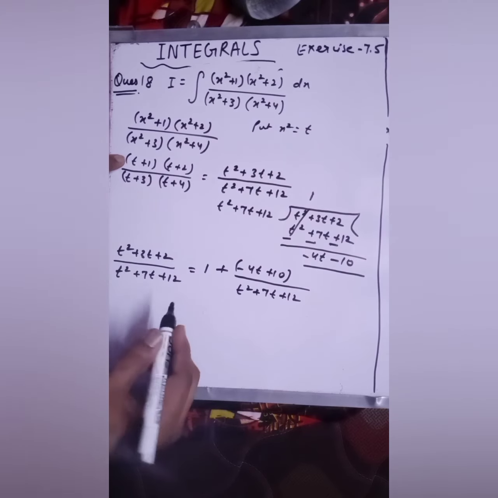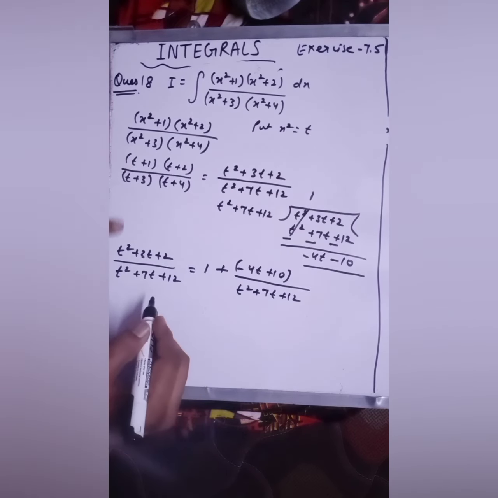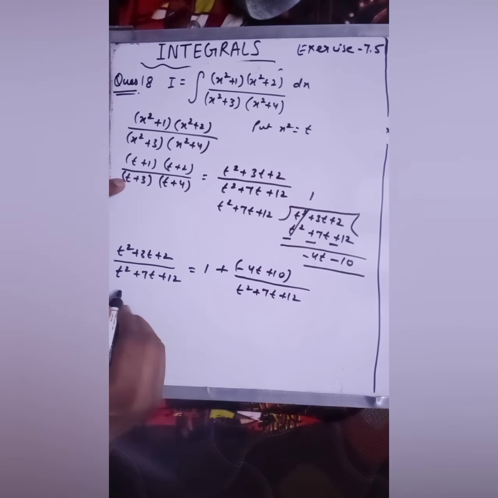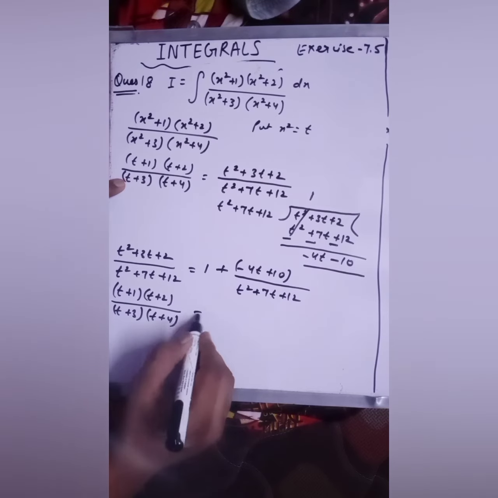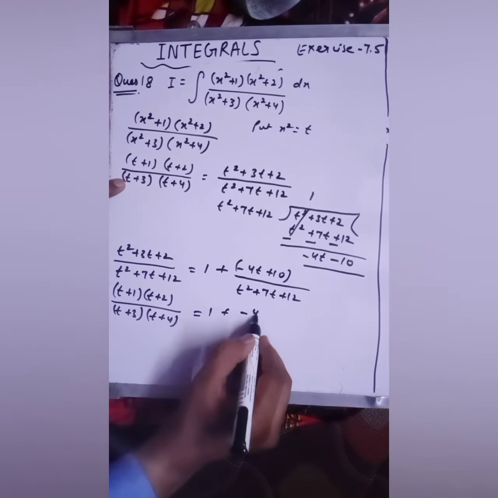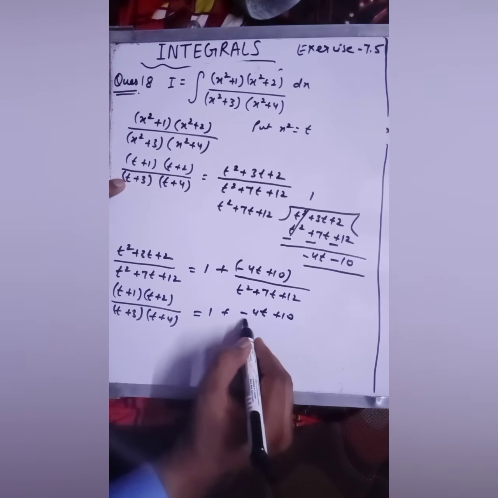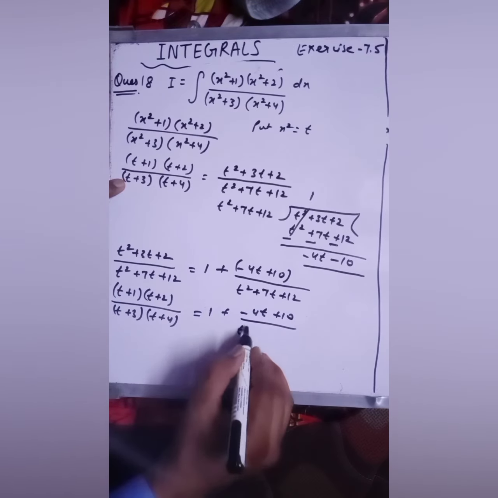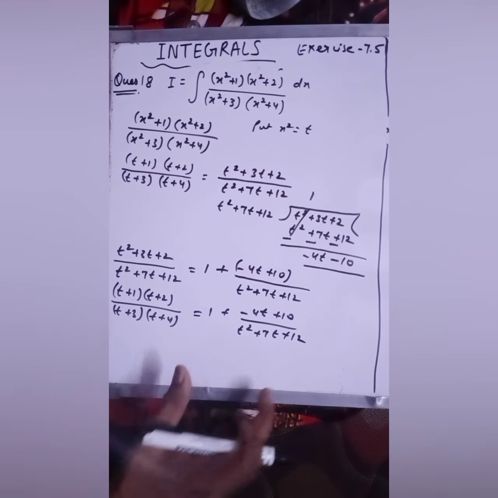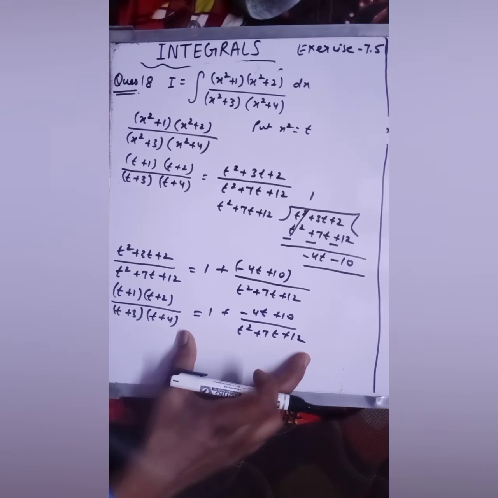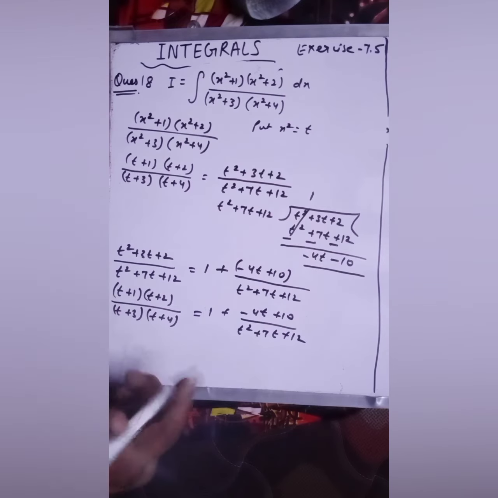So here, at a place of this, I'm writing this one first. This will be (t plus 1)(t plus 2)(t plus 3)(t plus 4), that is equal to 1 plus (minus 4t plus 10) over t square plus 7t plus 12. After this step, now you have to replace t by x square.